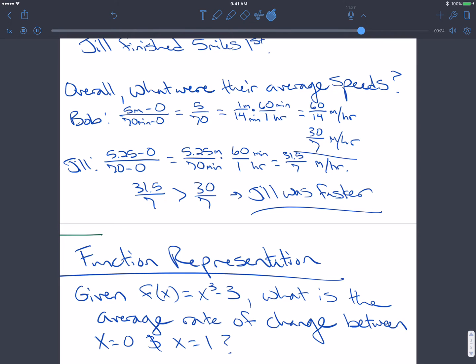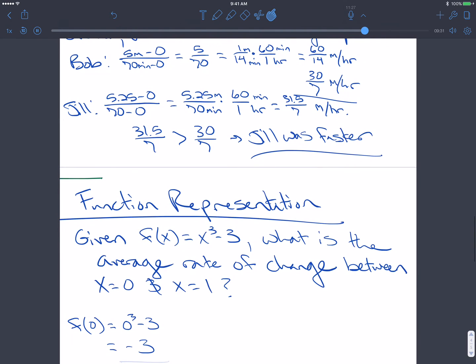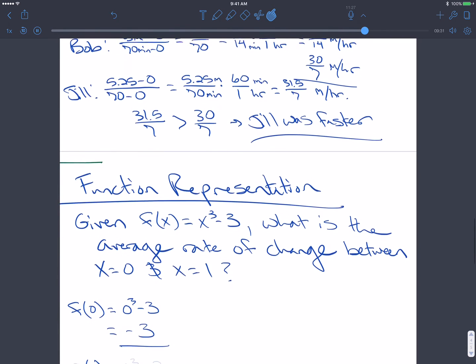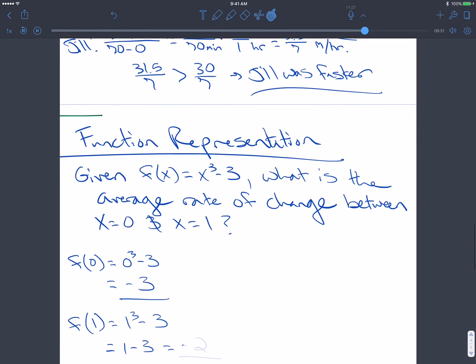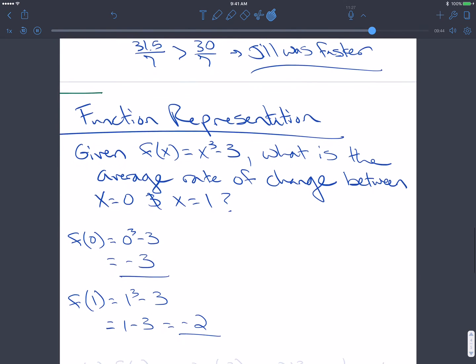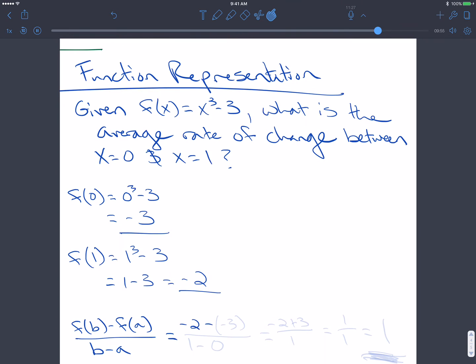You just determine, well, what is f of 0? F of 0 in this case is going to be 0 cubed minus 3, which is just going to equal negative 3. F of 1 will be 1 cubed minus 3, which is just going to be 1 minus 3, which is negative 2. So when I go to find the average rate of change, I'm looking at f of b minus f of a over b minus a. So in this case, that's going to be negative 2 minus negative 3 over 1 minus 0.